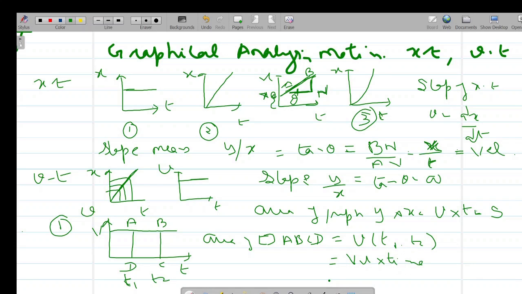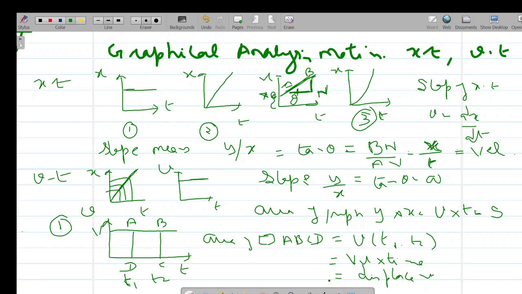And what is velocity into time? Displacement. So now we have found out that the area under the v-t graph gives the displacement of an object in a given time interval. This can be applied to uniform motion, to non-uniform motion, to anything.